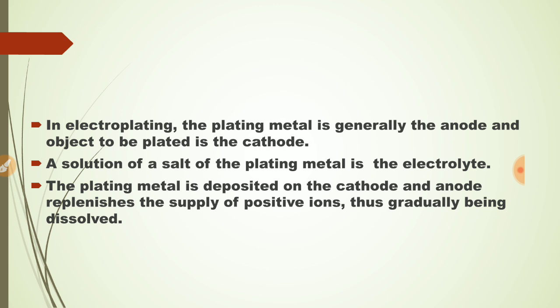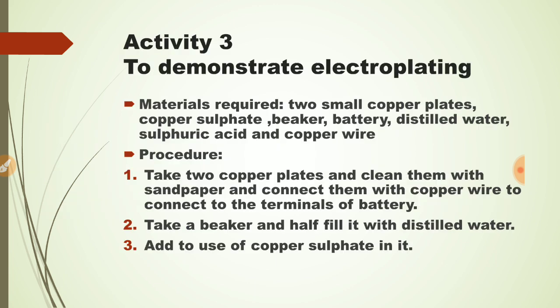So the plating metal is deposited on the cathode and anode replenishes the supply of positive ions, thus gradually being dissolved. So deposition happens on which side? On the cathode side. And what does the anode supply? Positive ions. And the positive ions go into what? Into the solution.